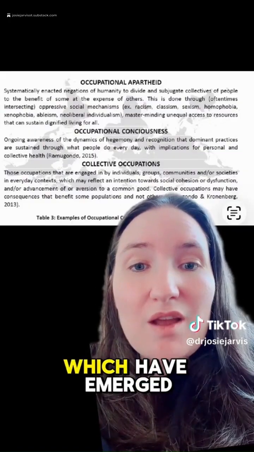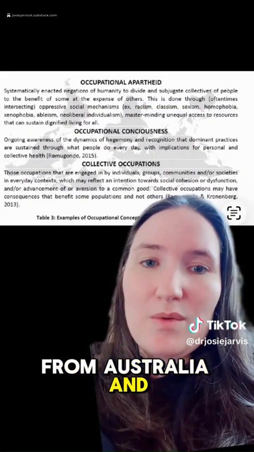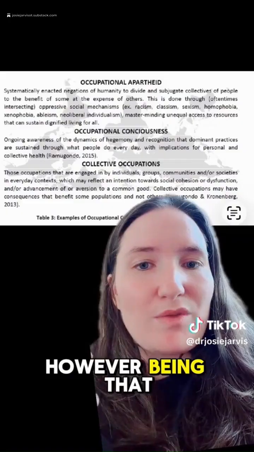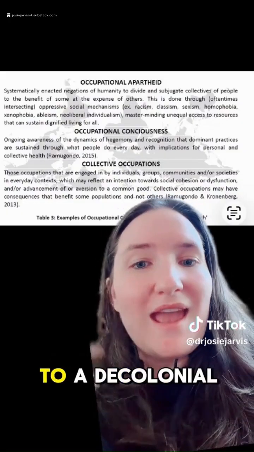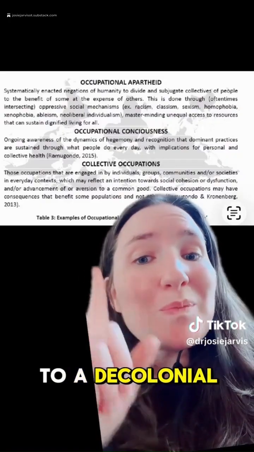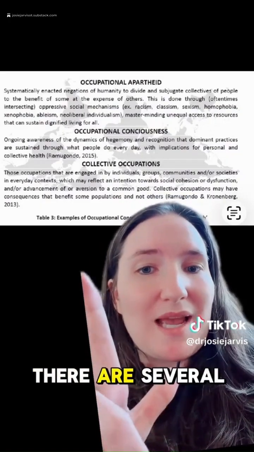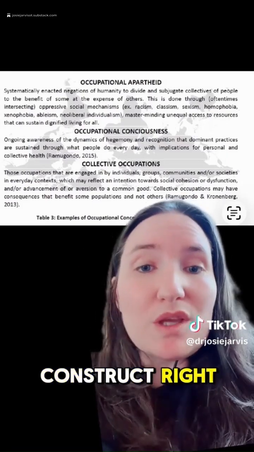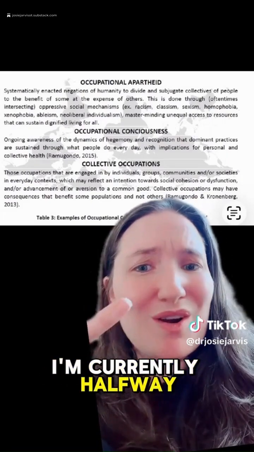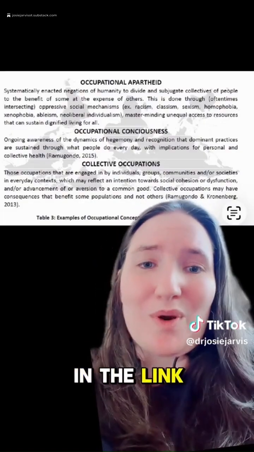That framing is very much in line with a continuation of scholarship around the constructs of occupational justice, which have emerged from Australia and Canada. However, being that occupational apartheid is distinctly tied to a decolonial lineage of scholarship, there are several nuances that are really important to get this construct.